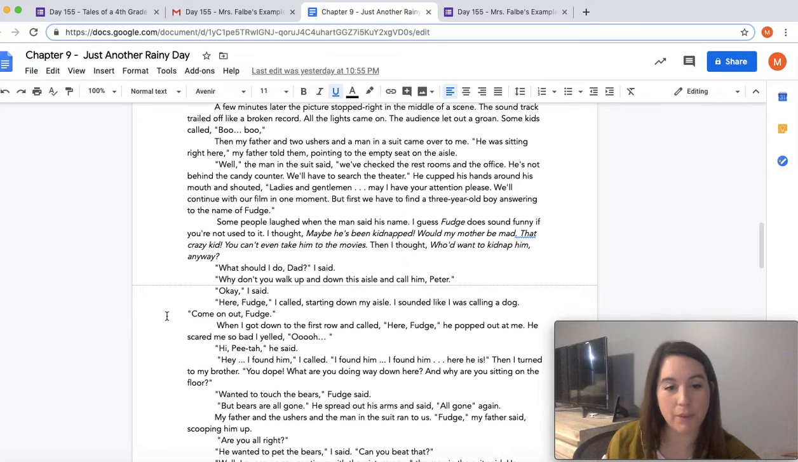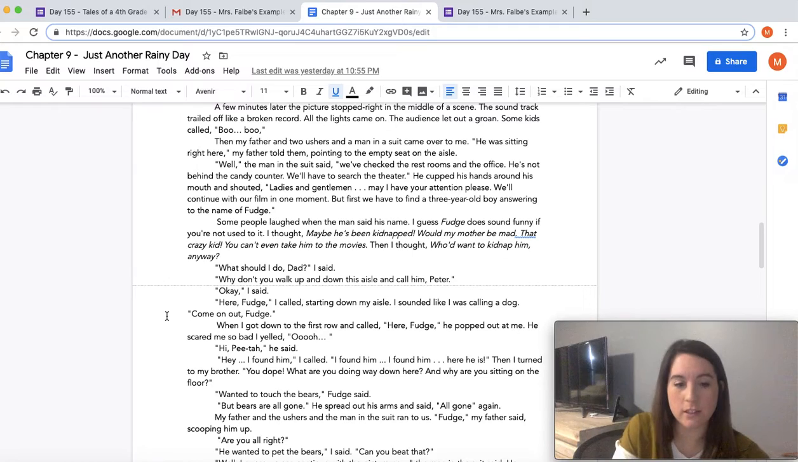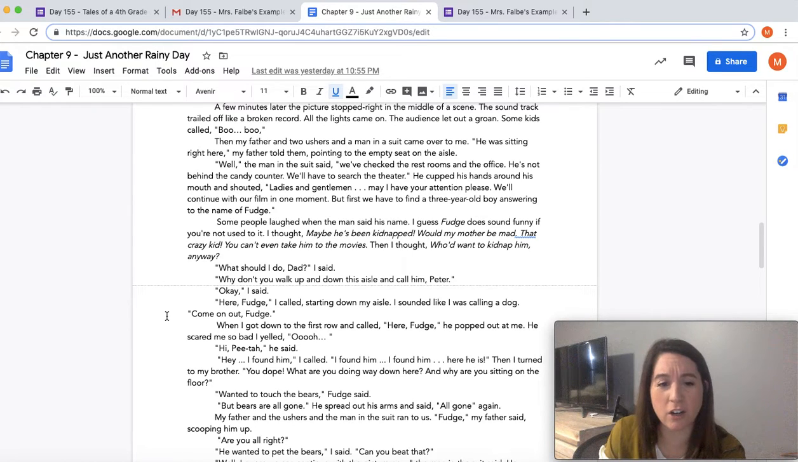Then I turned to my brother. "You dope. What are you doing down here? And why are you sitting on the floor?" "Wanted to touch the bears," Fudge said. "But bears are all gone." He spread out his arms and said, "All gone," again.